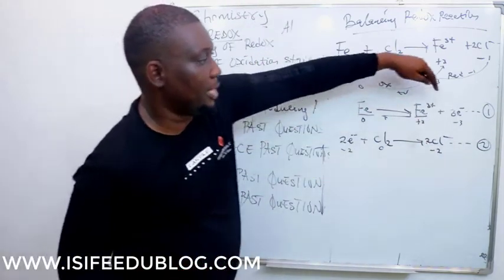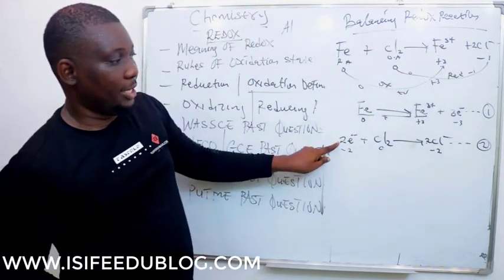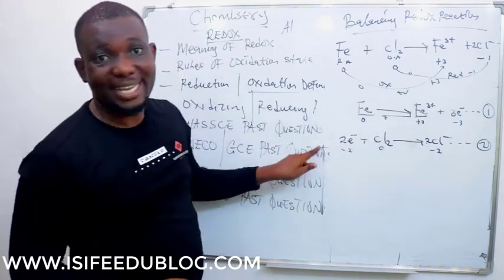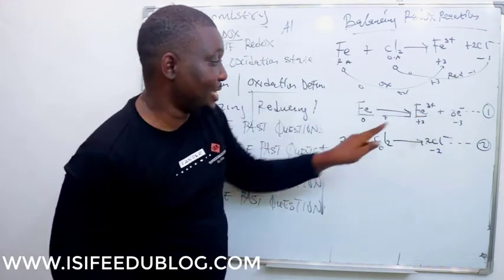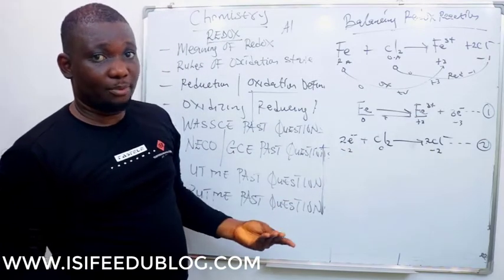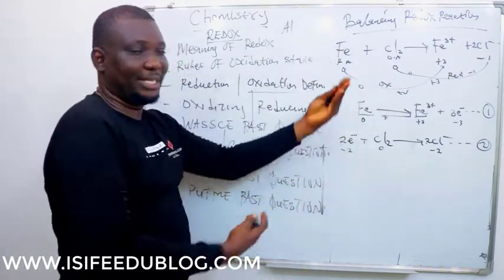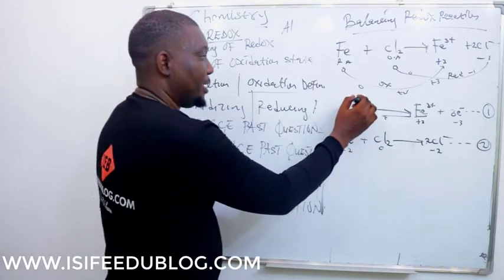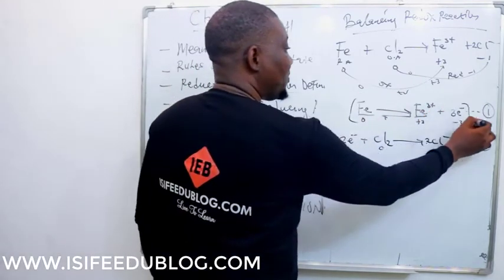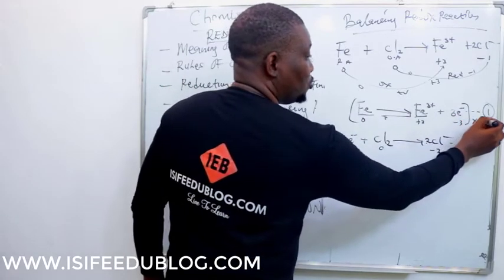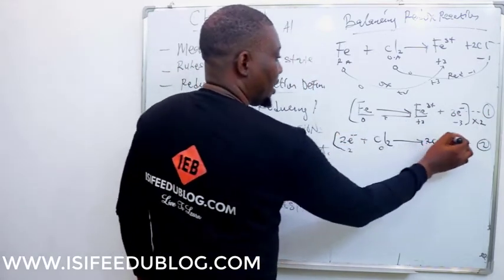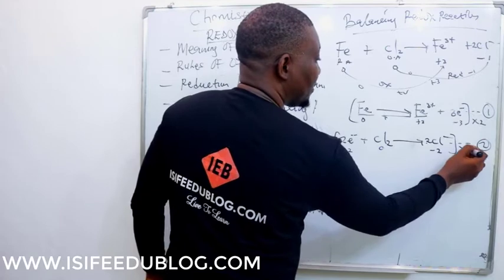I will check the electron gain in equation 1 and the electron gain in equation 2. They must be the same for this equation to be balanced. Here I have 3 electrons, here I have 2 electrons. It is not the same. What do I do? I have to multiply this electron gain and loss. So in equation 1, I'm going to multiply the coefficient of everything here by 2. Coming down to equation 2, I'm going to multiply everything here by 3.